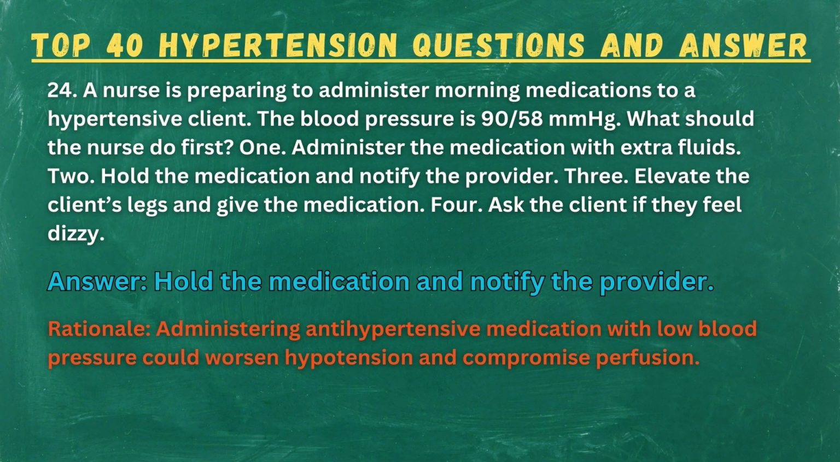24. A nurse is preparing to administer morning medications to a hypertensive client. The blood pressure is 90/58 mmHg. What should the nurse do first? 1. Administer the medication with extra fluids. 2. Hold the medication and notify the provider. 3. Elevate the client's legs and give the medication. 4. Ask the client if they feel dizzy.